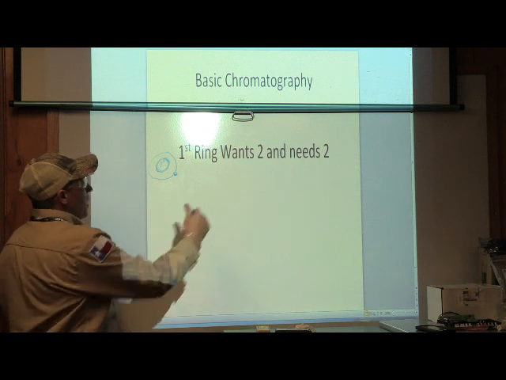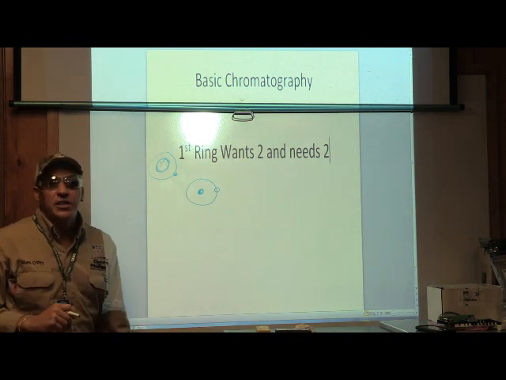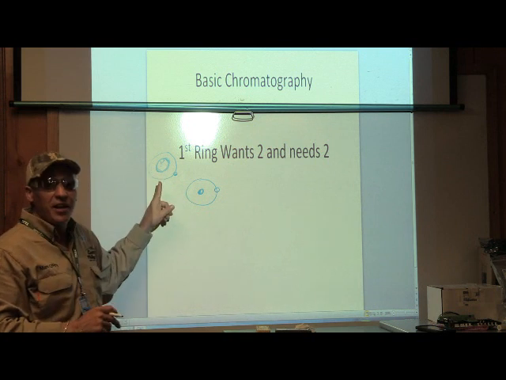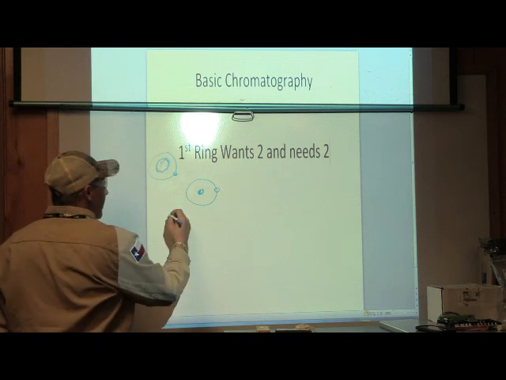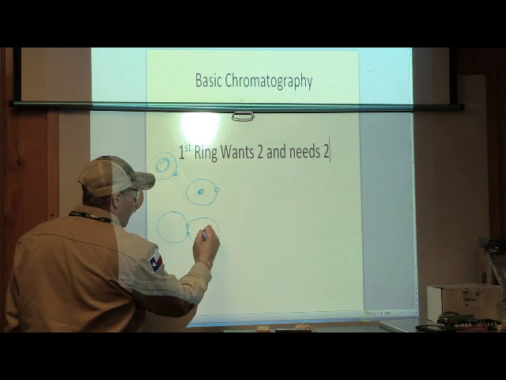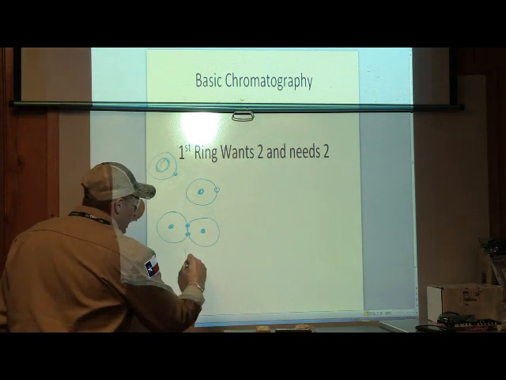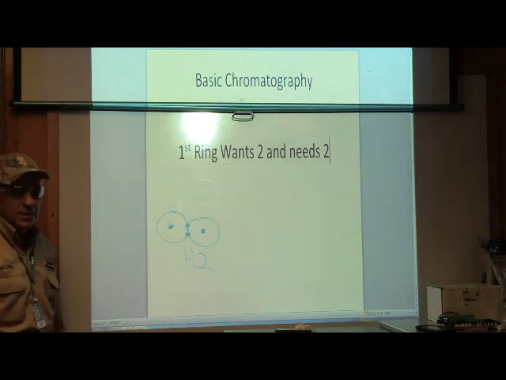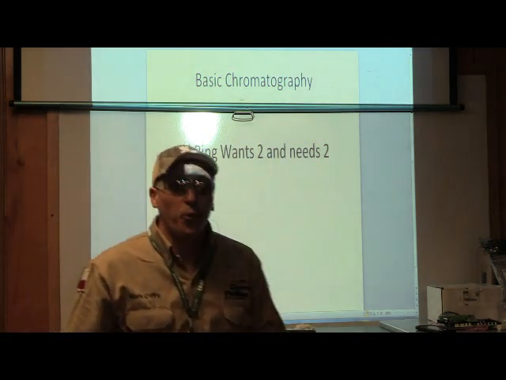So what we do normally is we're going to find another hydrogen. And that hydrogen says, I have an electron, I'm looking for an electron. And this one says, I have an electron, and I'm looking for an electron. I need my outer ring to have two. So those two guys will get together, and they will share their electrons, and they will become H2, hydrogen.